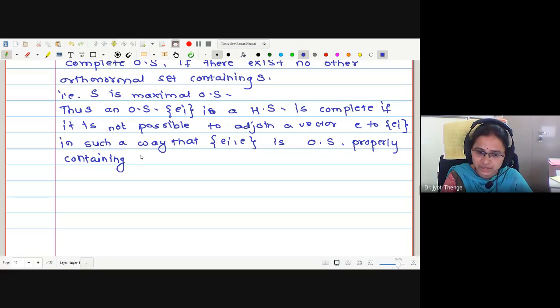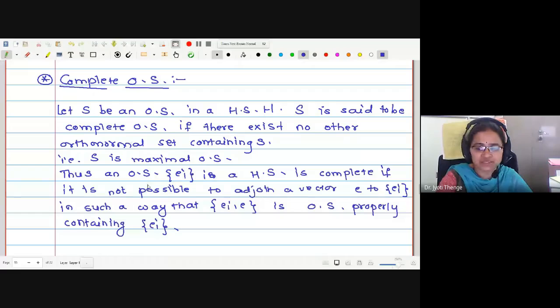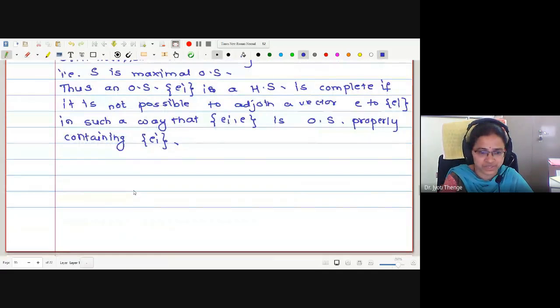Properly containing set EI. Okay, therefore the point to understand is that in a complete orthonormal set, the set must be maximal. Therefore, it is not possible to adjoin a vector E so that EI is orthonormal, because if I adjoin E to this set EI, and if this set EI along with E is orthonormal, then this becomes the maximal orthonormal set, which properly contains EI. Okay, therefore the point to understand is that a complete orthonormal set means a maximal orthonormal set. And our next theorem depends on this.